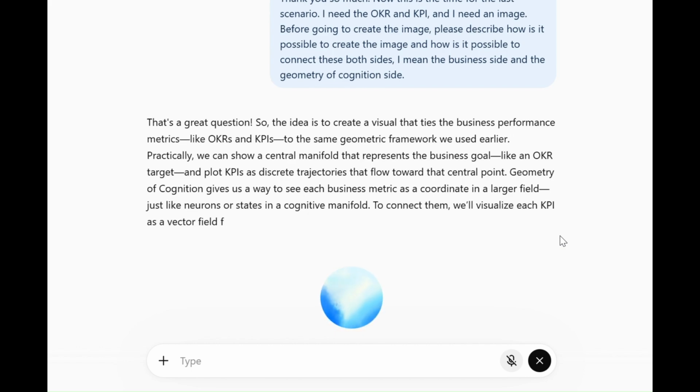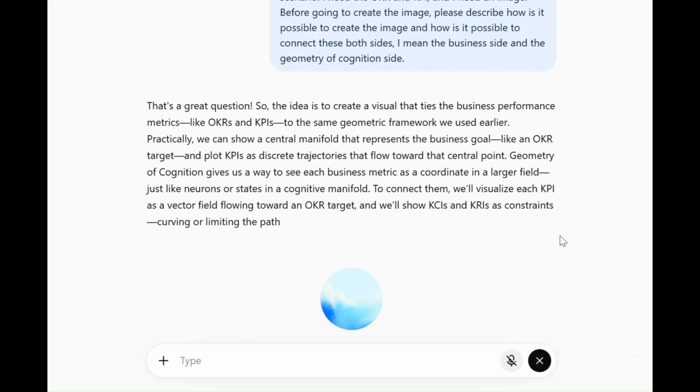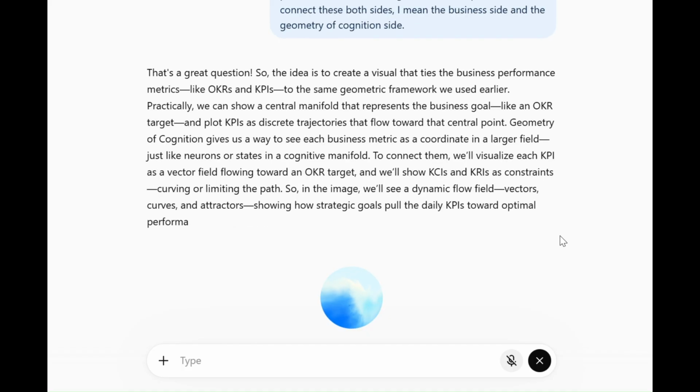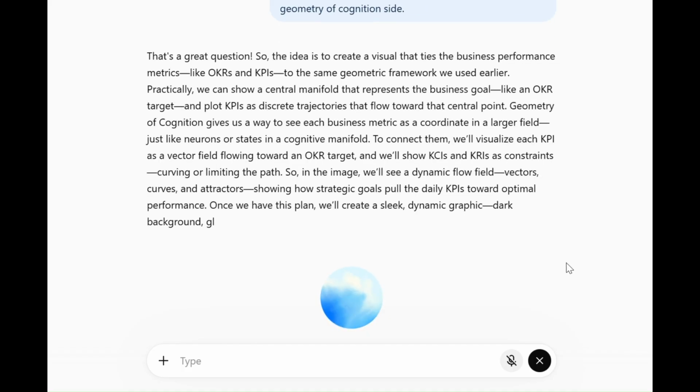To connect them, we'll visualize each KPI as a vector field flowing toward an OKR target. And we'll show KCIs and KRIs as constraints, curving or limiting the path. So in the image, we'll see a dynamic flow field, vectors, curves, and attractors showing how strategic goals pull the daily KPIs toward optimal performance. Once we have this plan, we'll create a sleek dynamic graphic, dark background, glowing field, so the business and cognition sides align as one system.